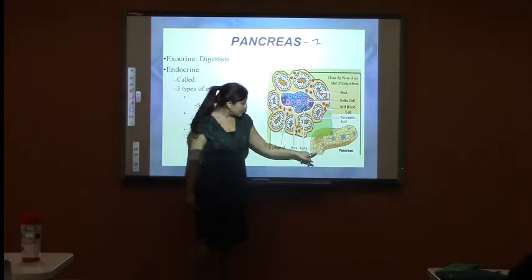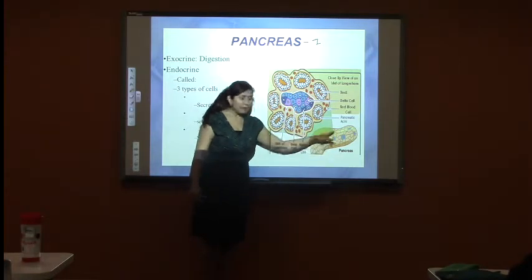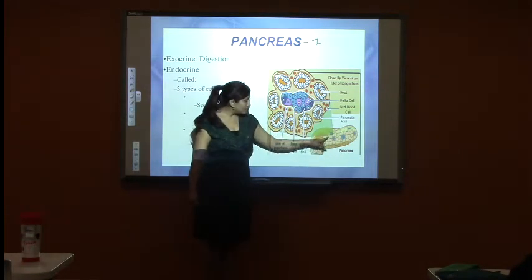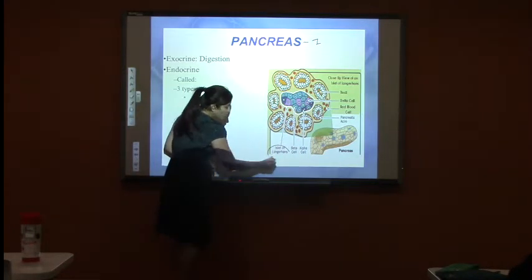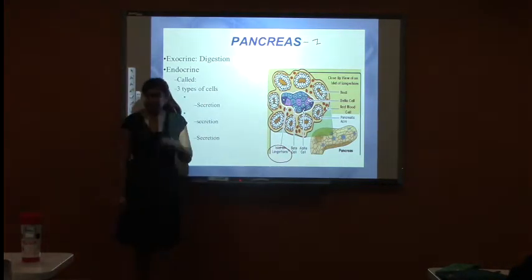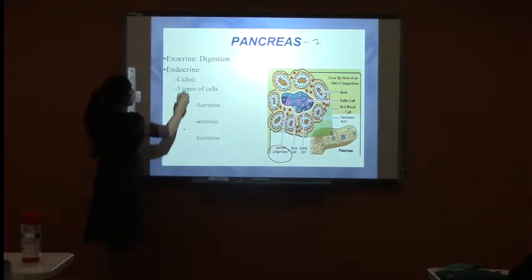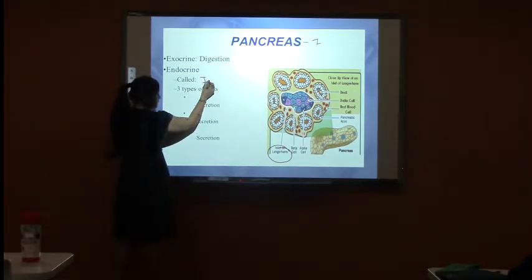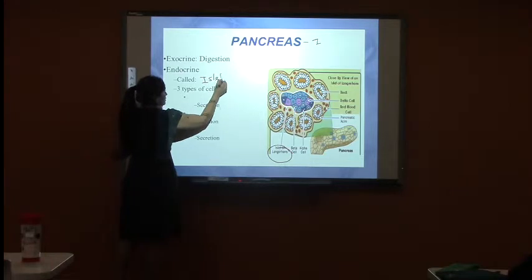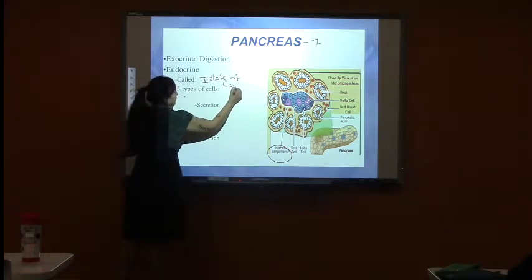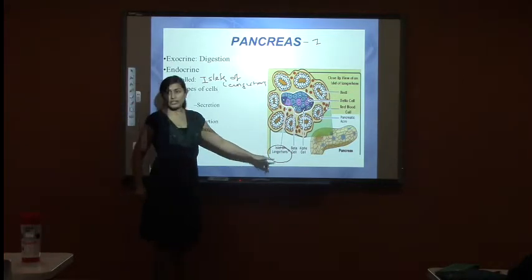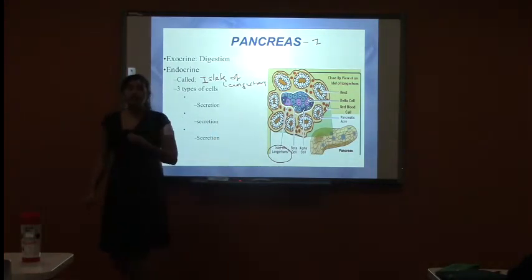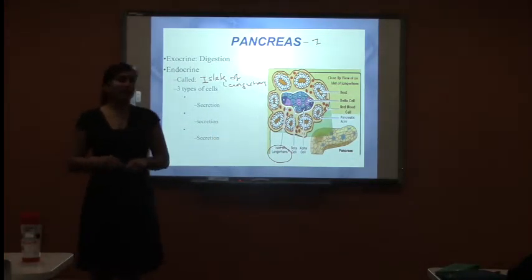The only part we're focusing on today is the endocrine part. So as you can see, this whole thing is a pancreas. It has these blue areas, which is the endocrine part, and the endocrine part is called islets of Langerhans. That's written right here, islets of Langerhans. So the endocrine part of the pancreas is called islets of Langerhans.